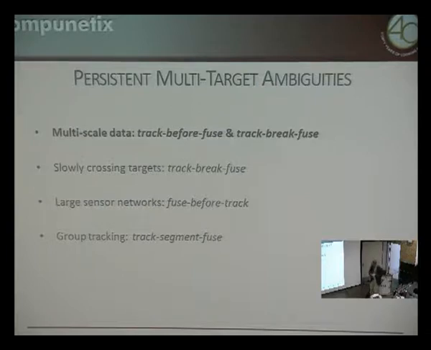But let's assume now that we don't have registration problems, and we don't have target fading effects, and the data is relatively clean.